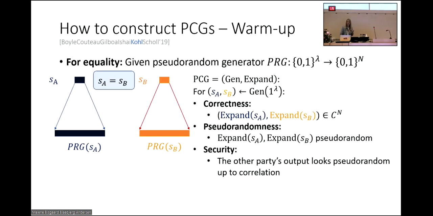And then let's look at the definition. Well, the correctness says every tuple has to be in the correlation. The correlation is equality. I get the same seeds, I get the same output, so this is fine.